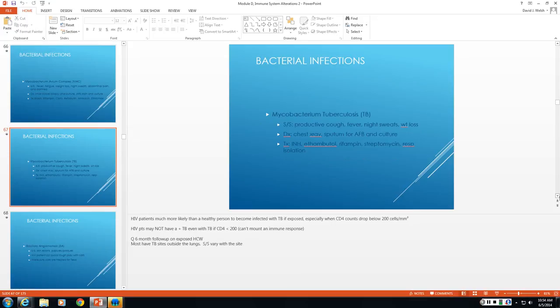Another bacterial infection that they see in AIDS patients, HIV patients, is going to be your TB. HIV patients are more likely than a healthy person to become infected with TB because of their CD4 count dropping. HIV patients might not have a positive TB test, even with TB, if the CD4 count is less than 200. They're not going to show positive for a TB test.